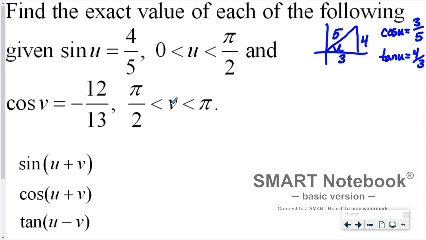SOHCAHTOA, right? Yep. All right, so here with v, it tells us that we're between pi over 2 and pi. What quadrant am I in there? The second quadrant, exactly. All right, so I make angle v in the second quadrant. Cosine is adjacent over hypotenuse. Of course, from here I'm going left, so my 12 has to be negative. Again, you could do a squared plus b squared equals c squared, or know that this is a 5, 12, 13 Pythagorean triple.